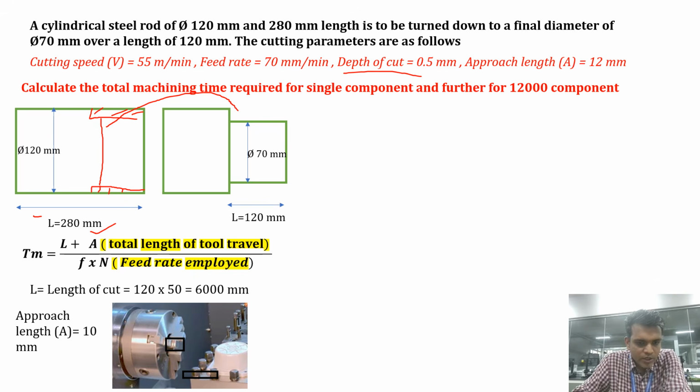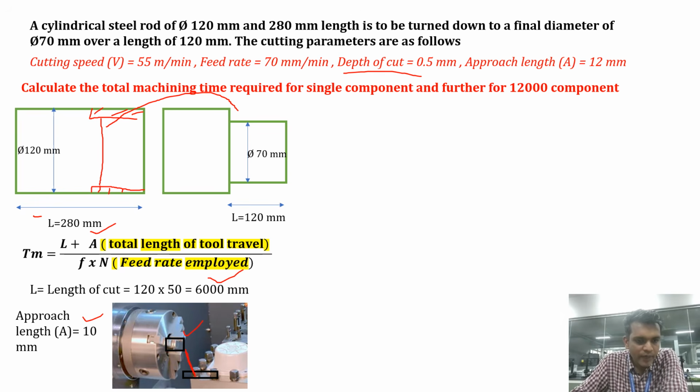See, this is the chuck, and the workpiece is somewhere here. The tool can never be at the touching point on the workpiece. It is a little away from the workpiece. This particular distance is called the approach distance. You can assume it equal to 10, 20, or 50 mm, which is okay. So what we got is the total length of tool travel is 6000 plus 10, 12, whatever it is.